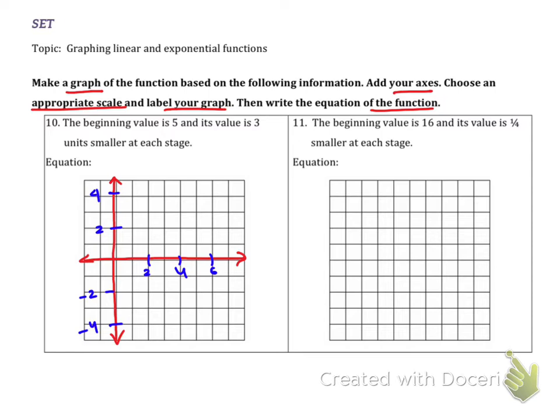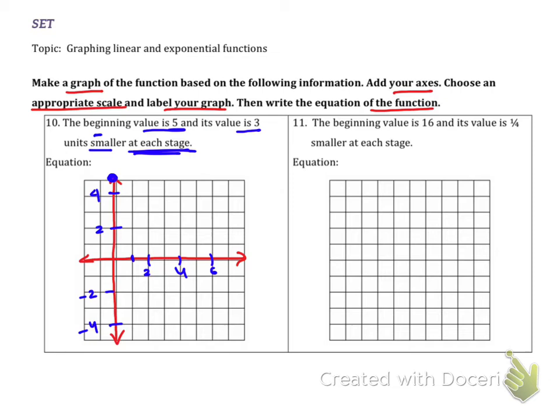All right, now what I have to do is graph my points here. For that, I see that the information is saying the beginning value is 5 and its value is 3 units smaller at each stage. So the beginning value is 5, so I could start here, it is starting at 1, I could assume. And at each stage means you move 1 unit in x and then it's going to be 3 units smaller. Smaller means you have to subtract.